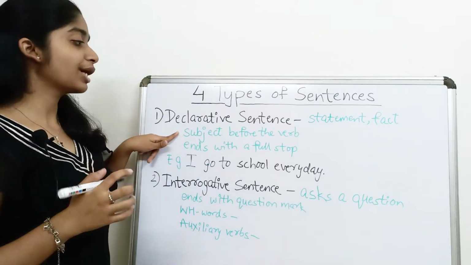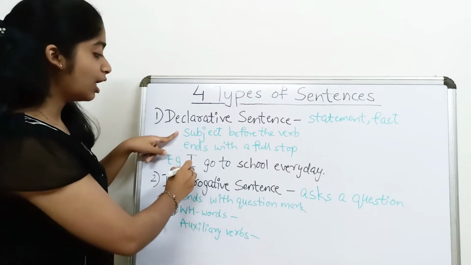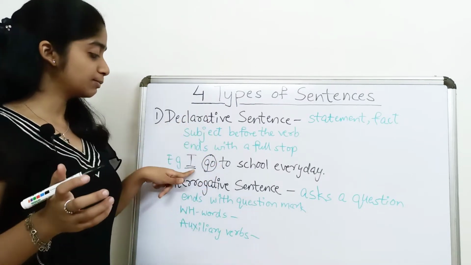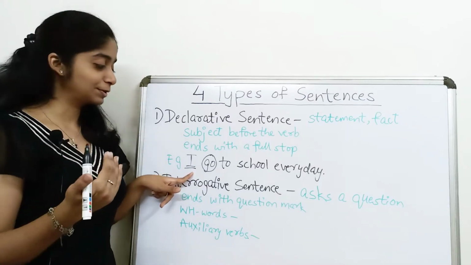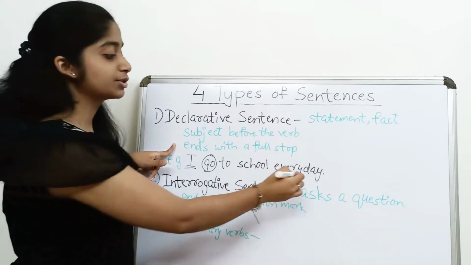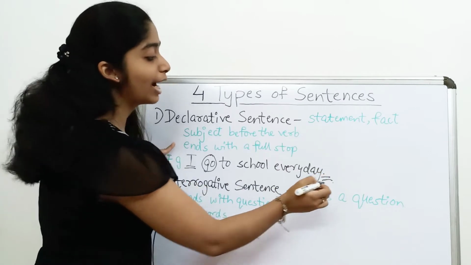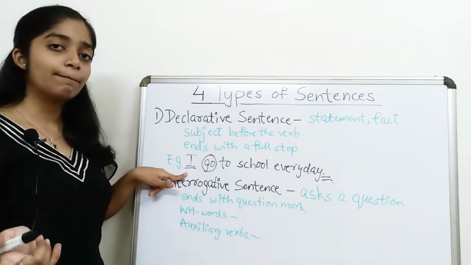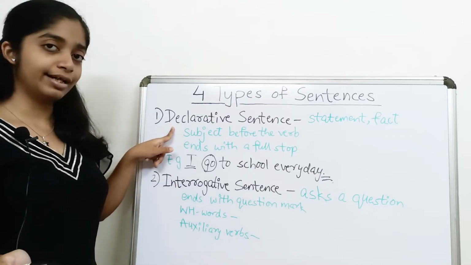Second point, subject comes before the verb. I is the subject, go is the verb. So, subject comes before the verb. And it ends with a full stop. Here you have a full stop at the end of this sentence. Therefore, this sentence is an example of declarative sentence.